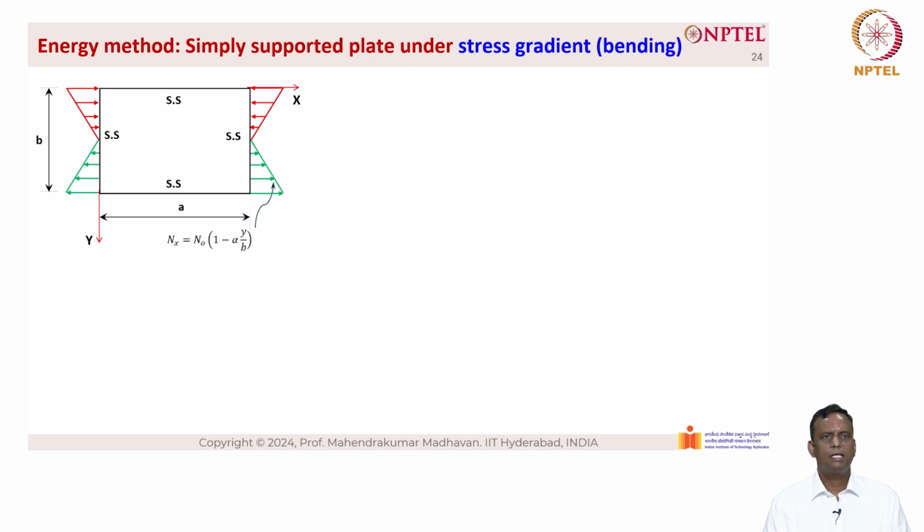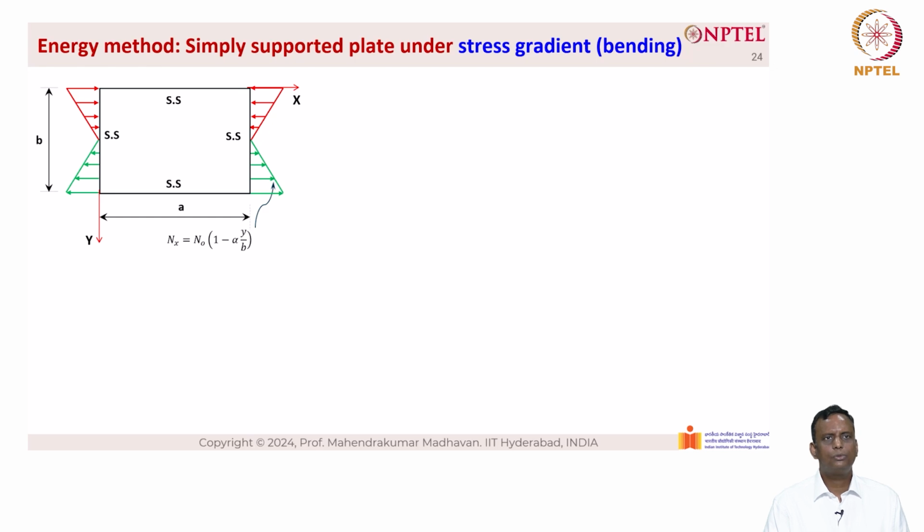Now, the load is given as Nx equal to N0 into 1 minus alpha into y by b. Here alpha is the stress gradient. So, when alpha equal to 0, we have Nx equal to N0, which represents the uniform compression. When alpha equal to 1, we have Nx equal to N0 into 1 minus 0 when y equal to 0, which becomes N0 at the top, and Nx equal to N0 into 1 minus 1 into b by b, which becomes 0. So, Nx equal to 0 at the bottom. So, this leads to a triangular variation when alpha equal to 1.